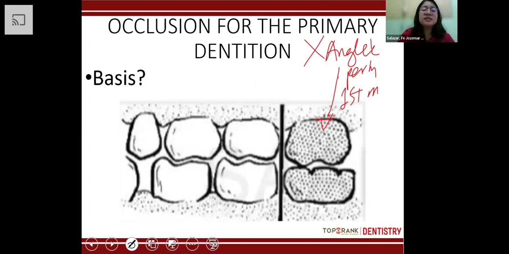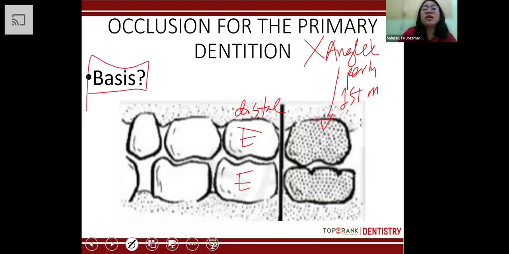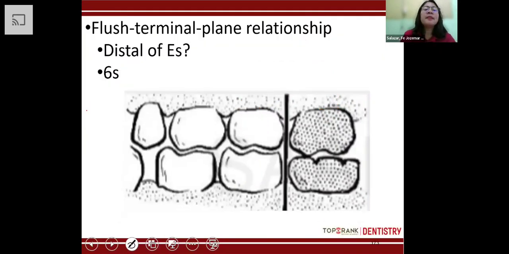So the basis for classifying the occlusion of the primary dentition would be your maxillary and mandibular second molars, specifically the distal surfaces. So the distal of the second molars, that's the basis, not the first molar. In a flush terminal plane, the distal surfaces of the second molars fall in a straight line.